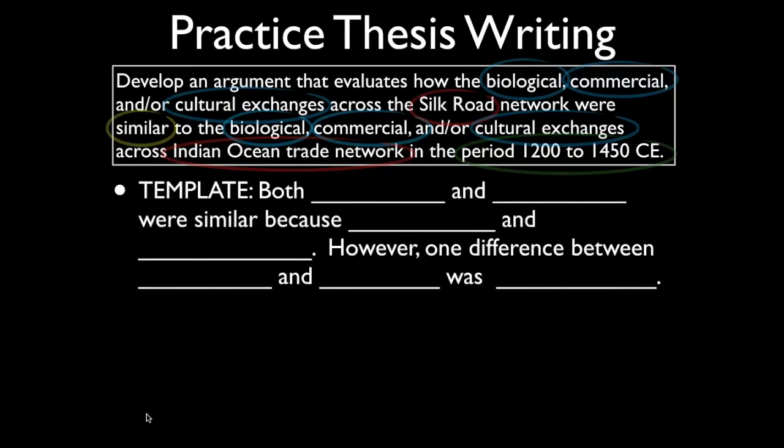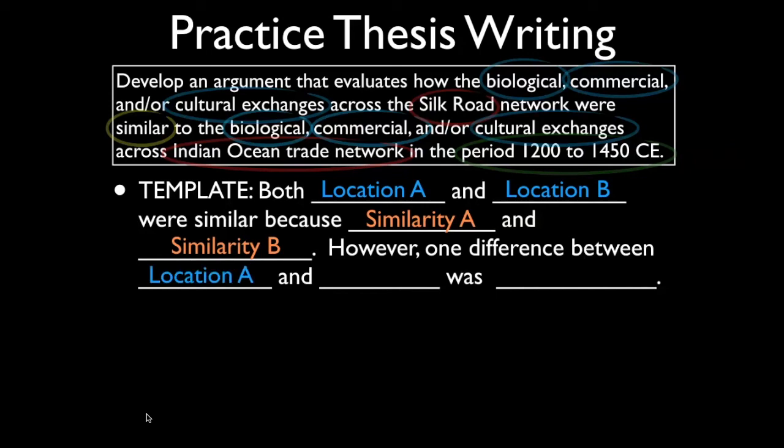There's a template for this if it's helpful. Something along the lines of both location A and location B were similar because, and then your similarity claims, whatever they are. However, one difference between location A and location B was difference A, whatever it is. So in this case, you're plugging in, obviously location A is the Silk Road, location B is Indian Ocean sea lanes. And so the value that you've added are these claims. What this similarity, and this difference. That's the key to scoring the thesis point.